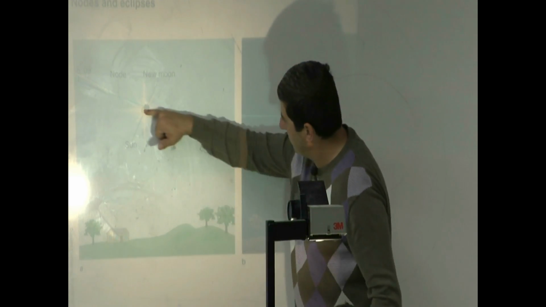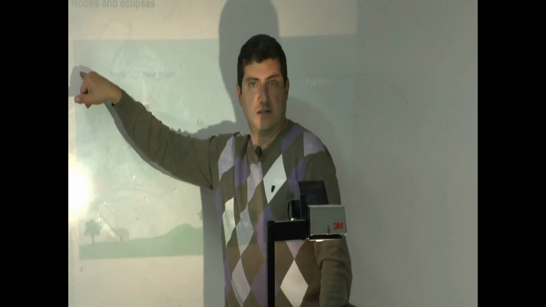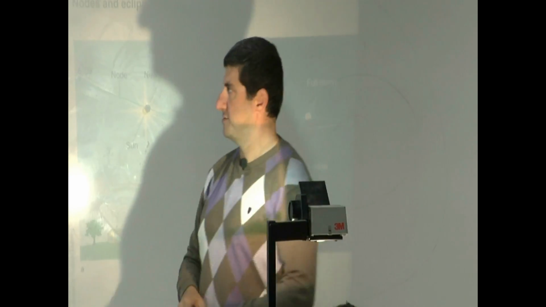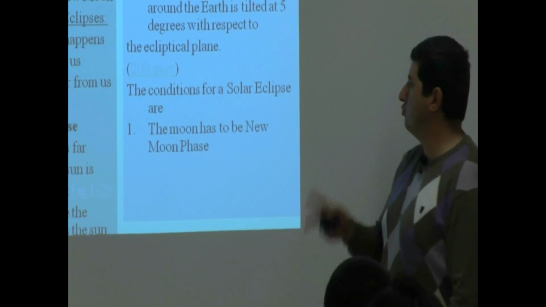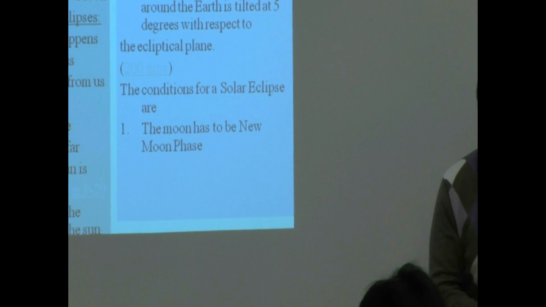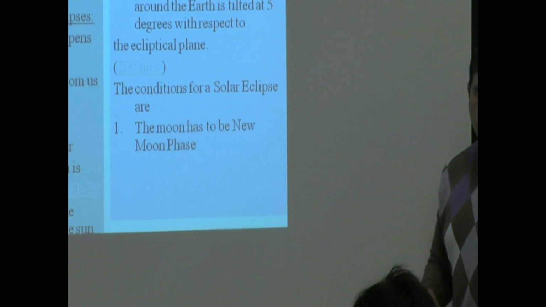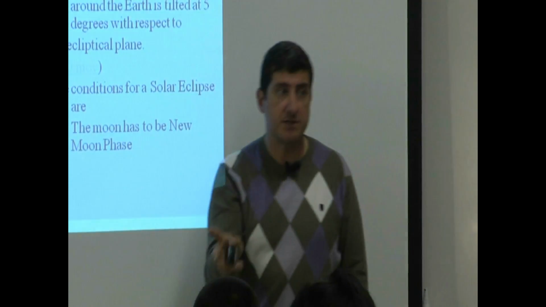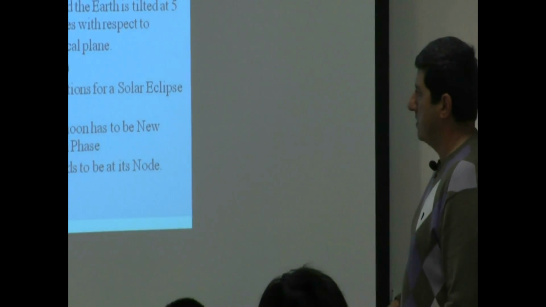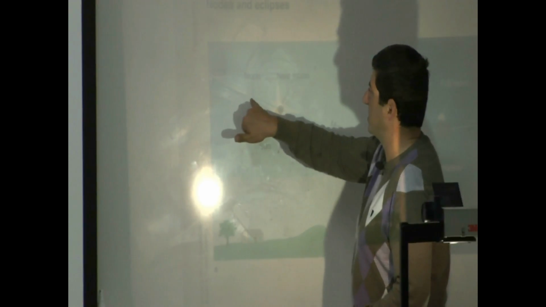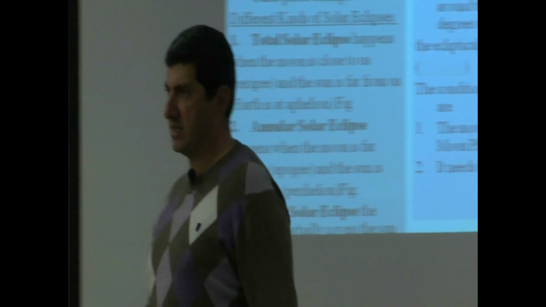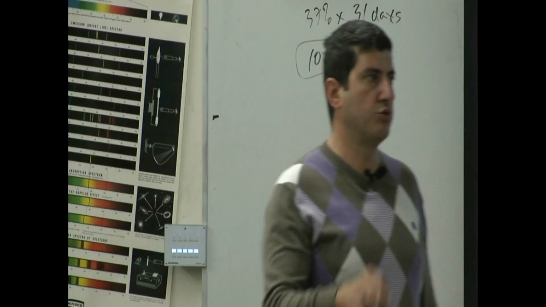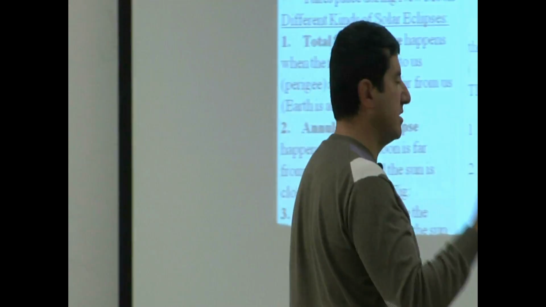So that's why they're not happening every month. It's because of this 5-degree tilt between the moon's orbit and the Earth's orbit. So the conditions for a solar eclipse are, the moon has to be in its new moon phase. We already said that earlier. But the second condition, it needs to be at its node, which is here. Another way to say that is the moon has to be crossing the ecliptical plane. That's another way to say it needs to be at its node. The moon has to be crossing the ecliptical plane.